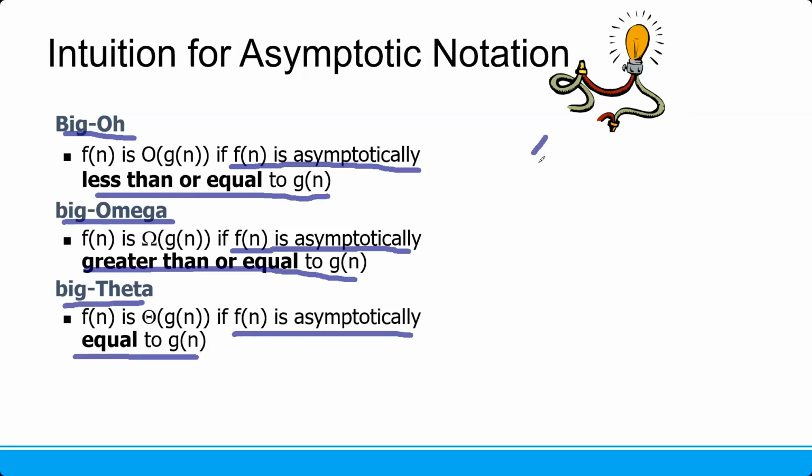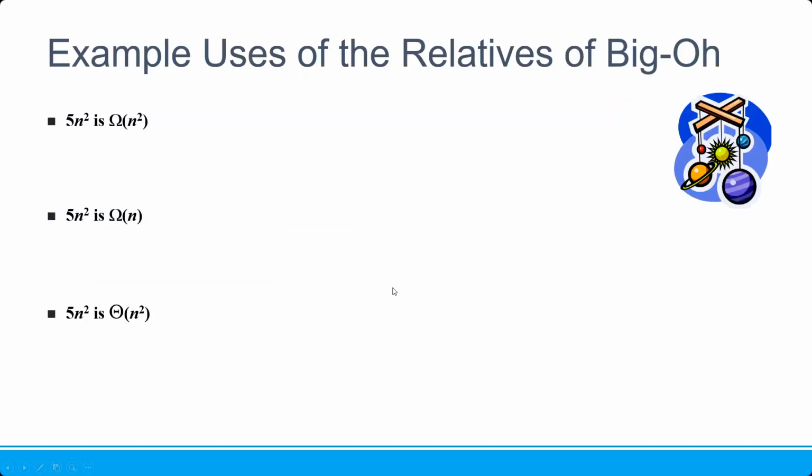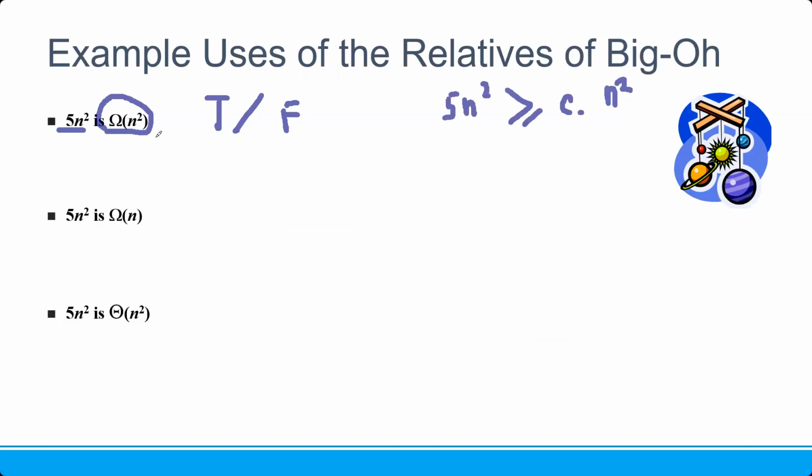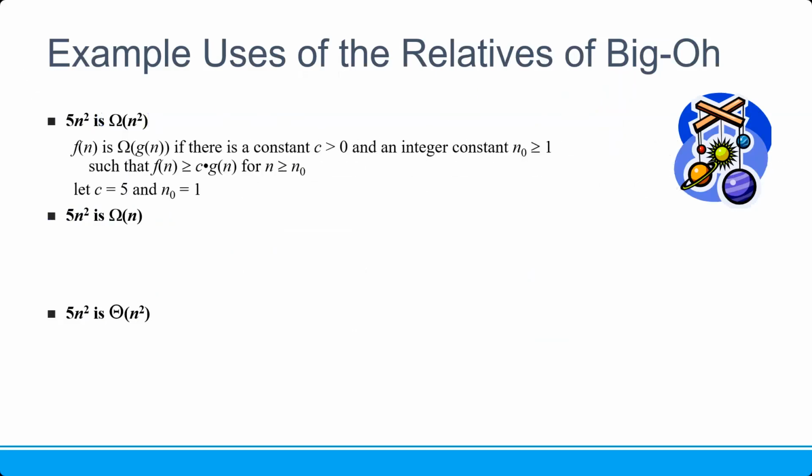Okay, so this is less than or equal, this is higher than or equal. In big theta, we can just say this is equal. Then what is this one? 5n^2 is big omega of n^2. True or false? If we use the big omega, it means 5n^2 should be greater than or equal to a constant times n^2. Okay, that's one. Yes, this is true.